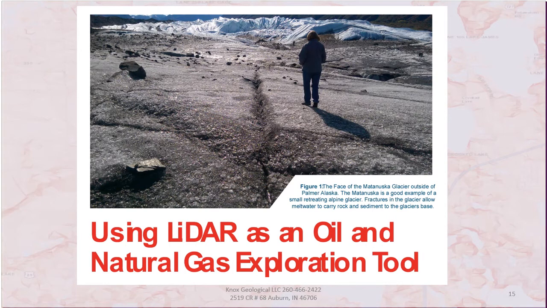Here is the face of the Matanuska Glacier, which is outside of Palmer, Alaska. This is a good example of a small retreating alpine glacier, and fractures in the glacier allow meltwater to carry rock and sediment to the glacier base.